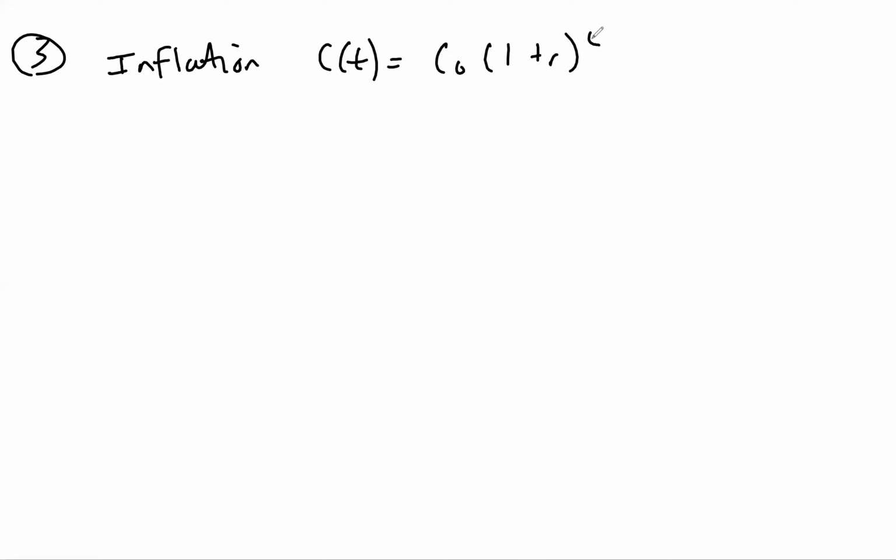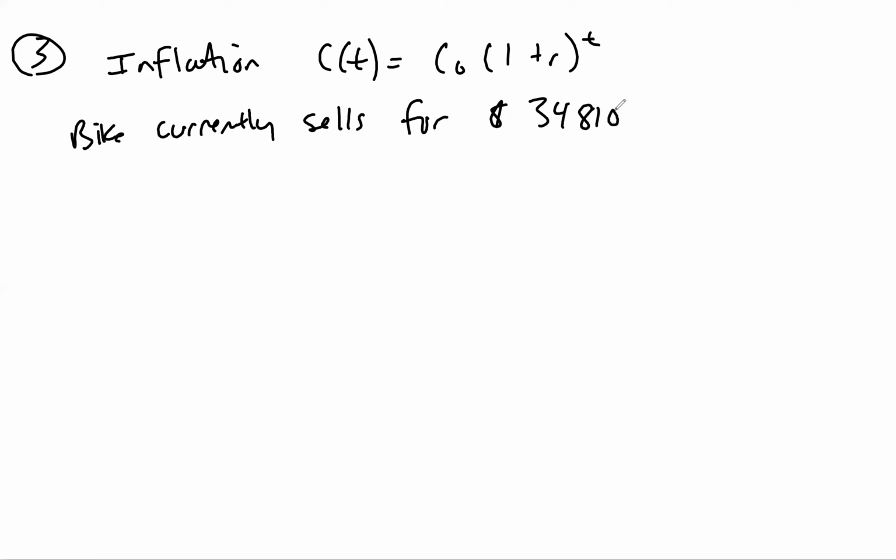Okay, so number 3 is another inflation problem. So we're going to be using the same inflation formula. C of t equals C sub 0 times 1 plus the rate to the time t. Okay, so now we're going to say that a bike currently sells for $34,810. It did sell, so it sold for $23,200 5 years ago.